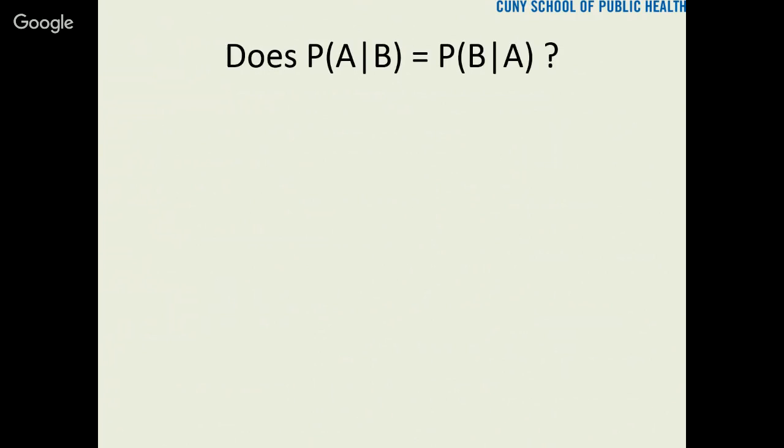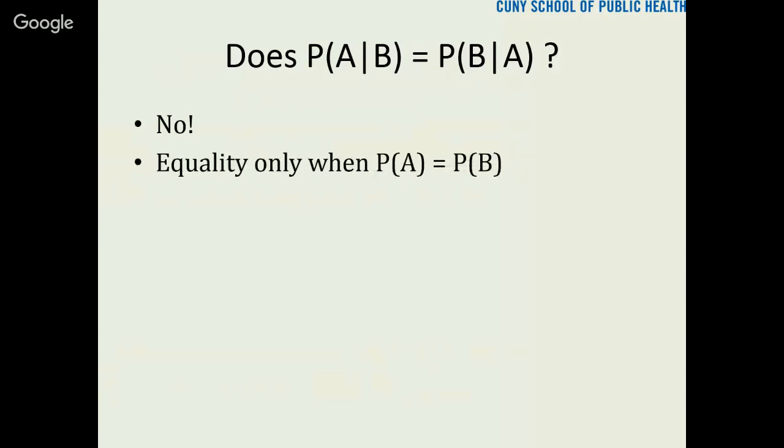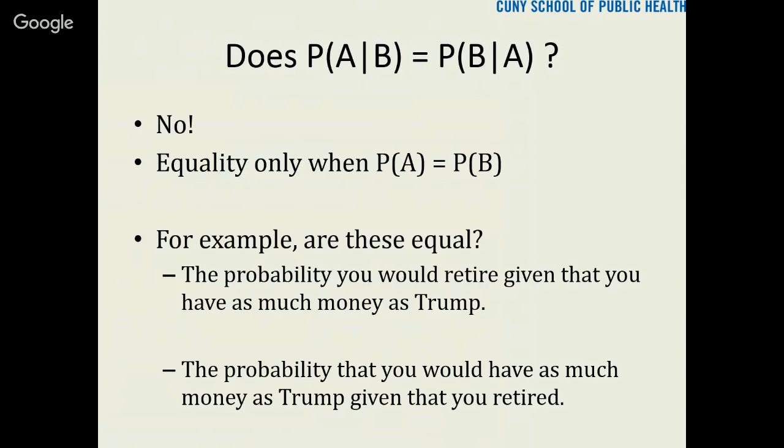So is the probability of A conditional on B equal to the probability of B conditional on A? No. Good, you're absolutely right. It doesn't. Only when the prior probabilities of those two things are the same. For example, is the probability that you would retire given that you had as much money as Trump the same as the probability you would have as much money as Trump given that you've retired? No. They're just different things.